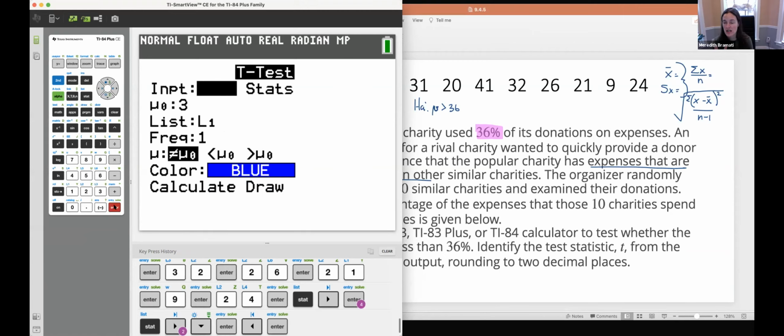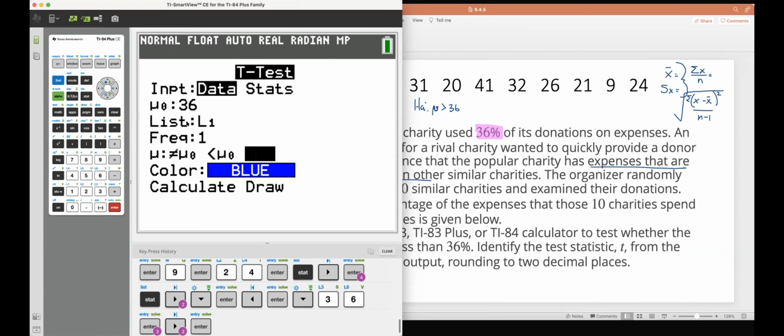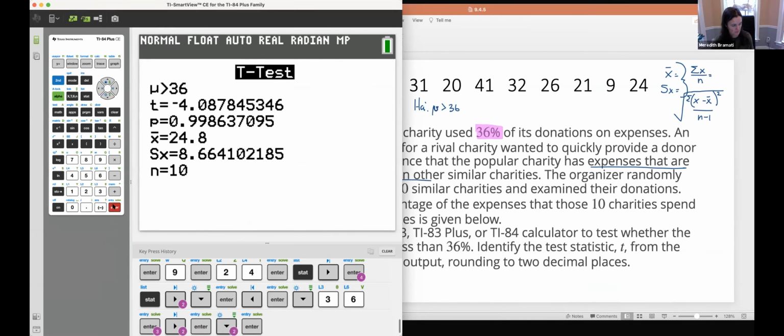The only two things that I need to change on this are the mu0 or the null hypothesis, and in this case it's 36. And I need to change the direction of the inequality to be greater than. The mean, the sample mean, the sample standard deviation, and the sample size will all come from the data that I entered in. It will run everything else for us. We go down to calculate and we hit enter. And this is what you get.